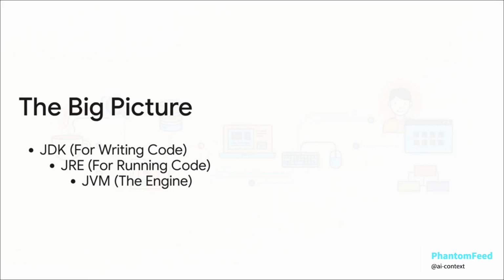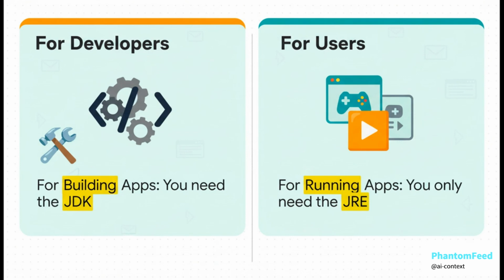So here's the big picture, how it all fits together. The JDK contains the JRE, and the JRE contains the JVM. It's like a set of nesting dolls. And as a developer, you only need to worry about installing the biggest one, the JDK. You get everything else automatically. So to put it as simply as possible, if you are building apps, you need the JDK. If you're just a user running those apps, you only need the JRE. That's it. That's the core difference.